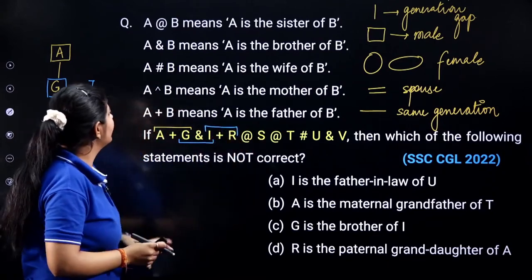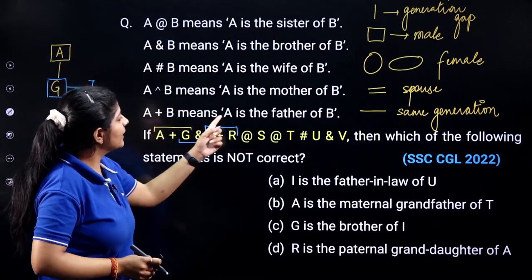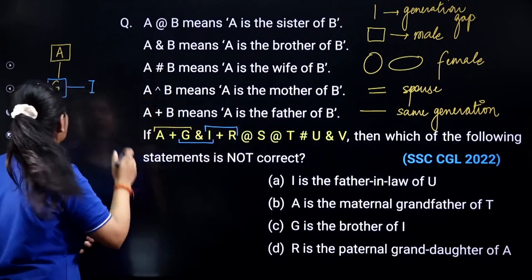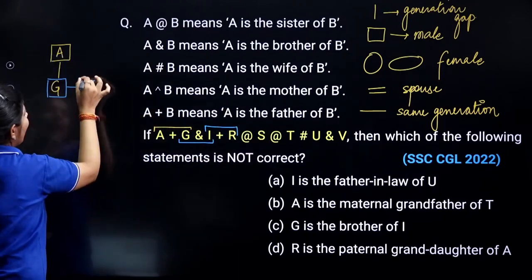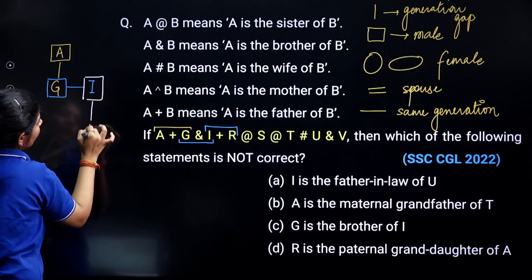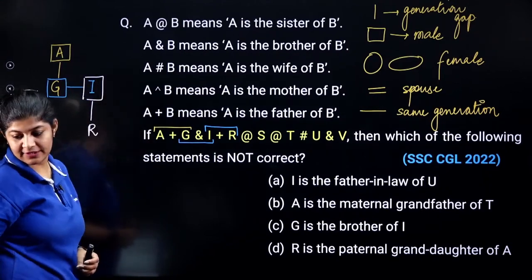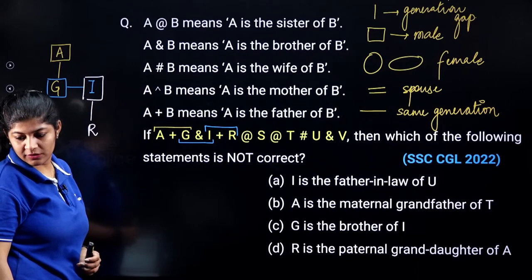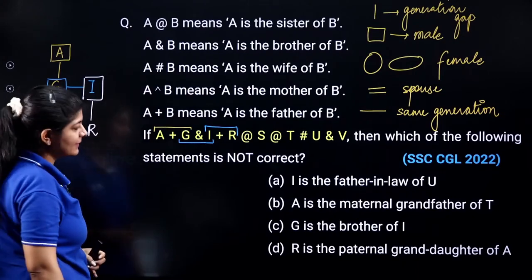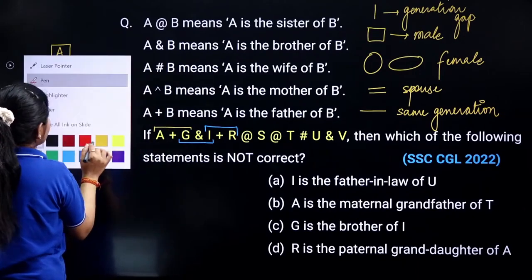I plus R. Where we have plus, that means I is a father of R. I is a father of R. Try to maintain the generation levels, right? Very good, Vara. Very good, Durgam. Let's see. Next one.